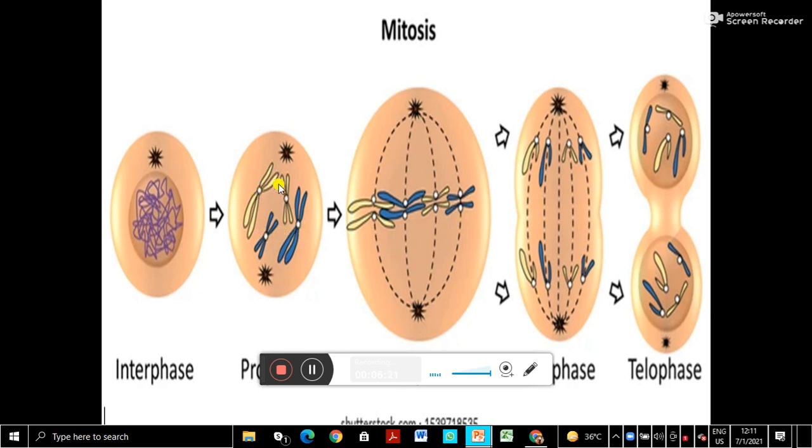So each chromosome in the prophase has 2 chromatids. That is, it is an exact replica of the DNA, an exact copy of the DNA. And so what are the changes in prophase? Number 1, shortening and thickening of chromosomes take place. So they become individual chromosomes like this.